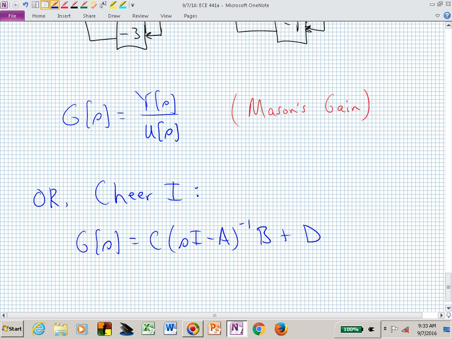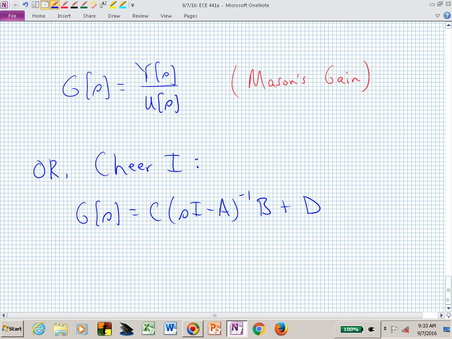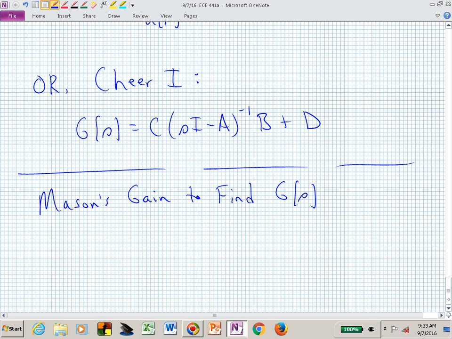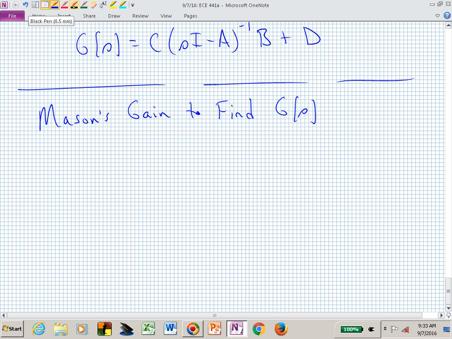The I matrix there is what? 2 by 2 with 1s on the diagonal and 0s on the off diagonal. So you could do that, and I think you should be able to do that. But let's now look at Mason's gain approach. And Mason's gain, the big thing here to get started is to identify paths and loops in your block diagram.